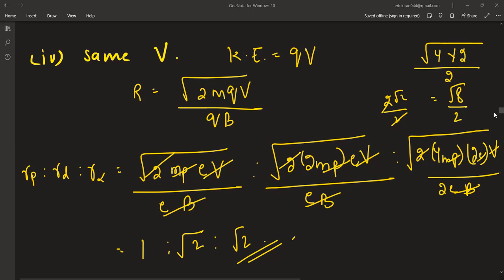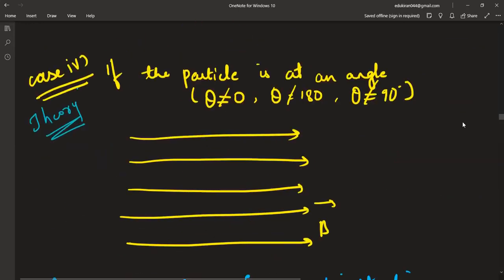Yes, class. Can we start with the fourth case which is left? So first case was angle 0. Second case was angle 180 degree. Third case was angle 90 degree. So 0, 180, and then third case 90. So all the three cases you have. Now, fourth case is not even 0 degree, not even 180 degree, not even 90 degree. At a random angle.